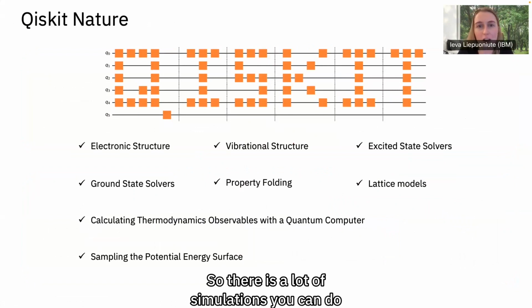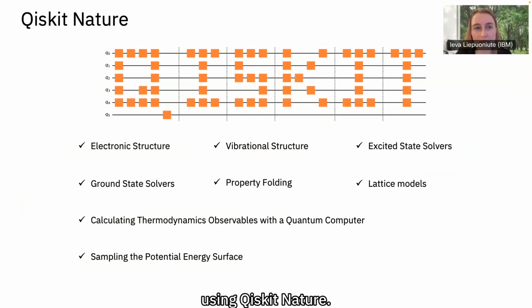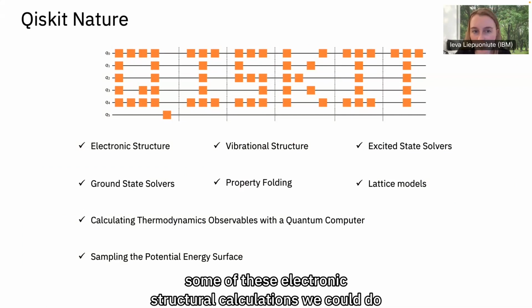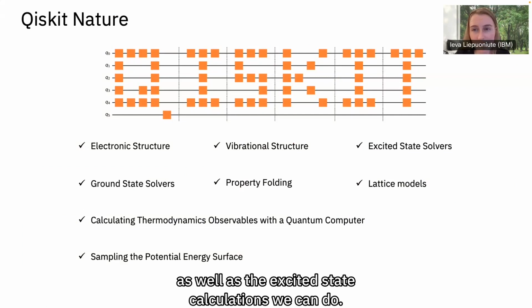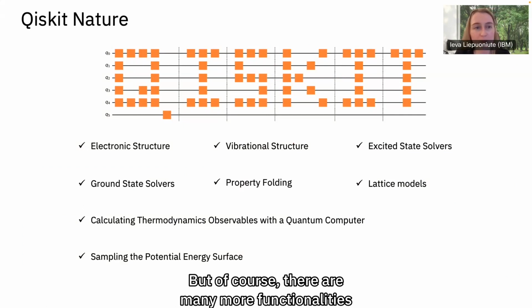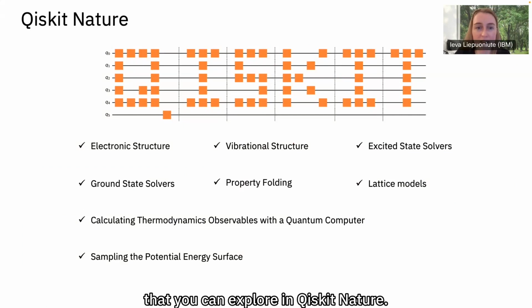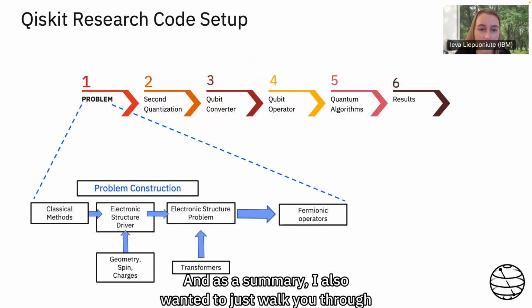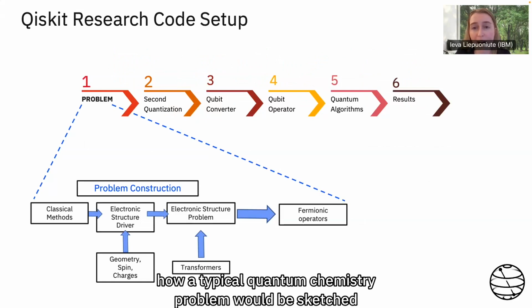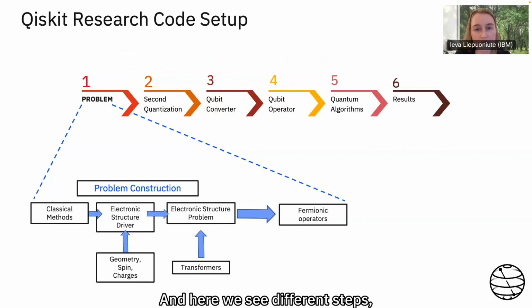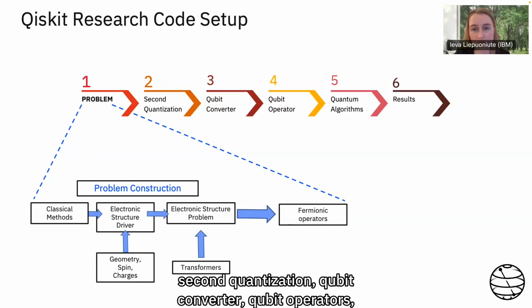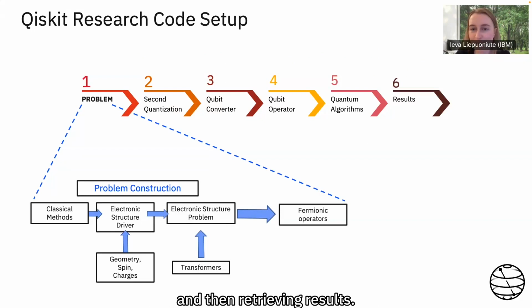So there are a lot of simulations you can do using Qiskit Nature. In summary, today we explored some of these electronic structure calculations we could do, as well as the excited state calculations. But of course, there are many more functionalities that you can explore in Qiskit Nature. As a summary, I also wanted to walk you through how a typical quantum chemistry problem would be sketched in Qiskit Nature. Here we see different steps going from the actual problem definition, second quantization, qubit converter, qubit operators, then choosing a quantum algorithm, and then retrieving results.